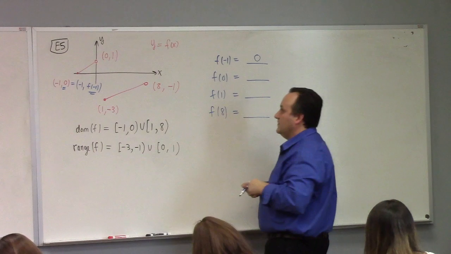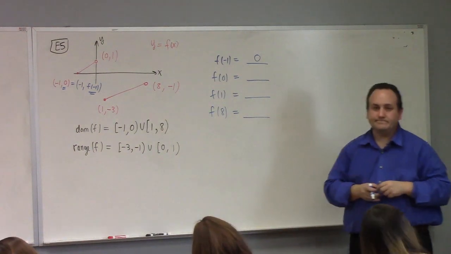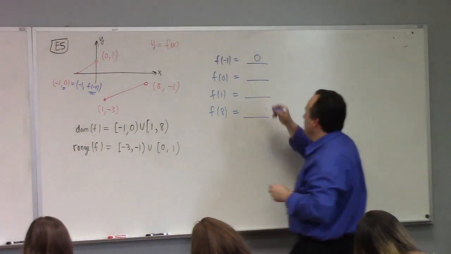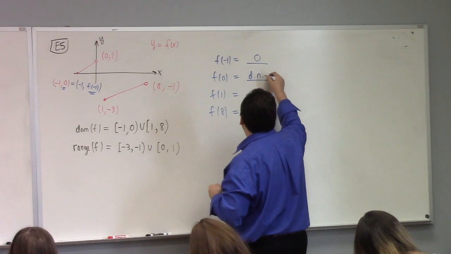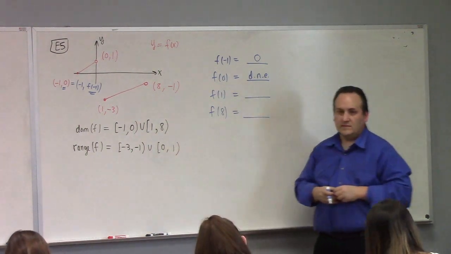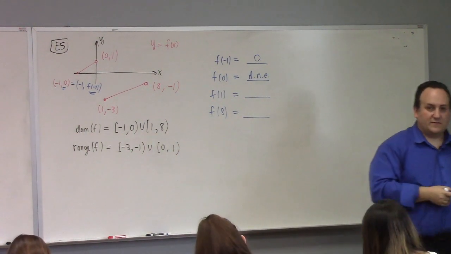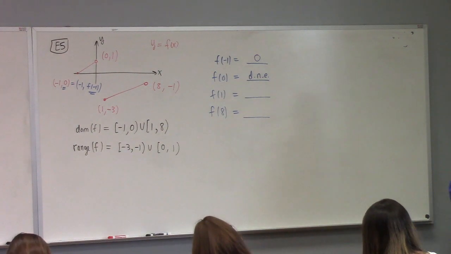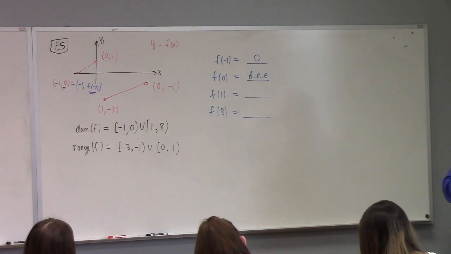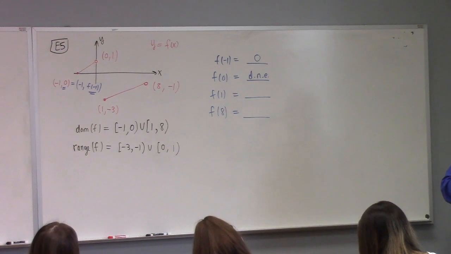Which tells me that f of minus 1 indeed is 0. How about f of 0? No solution. Very good. We usually write does not exist in this case, because 0 is not in the domain of the function. In other words, that's an unreasonable question, right?